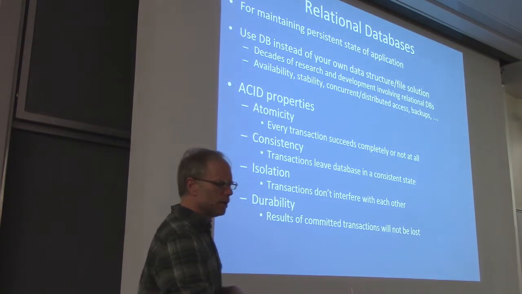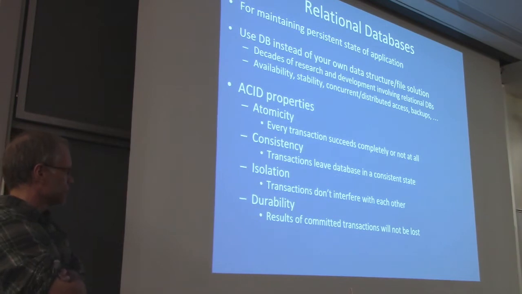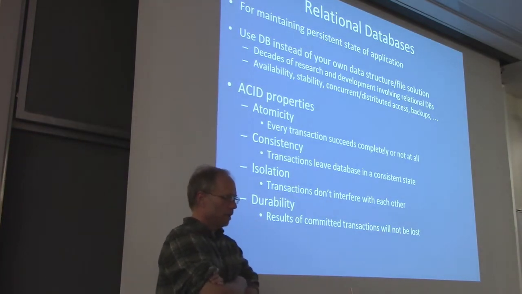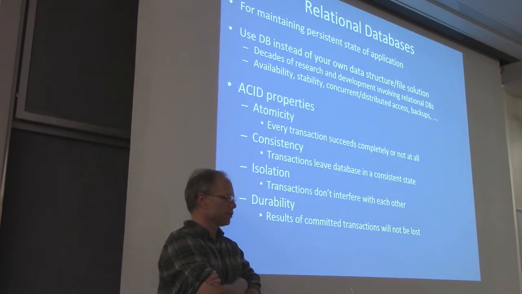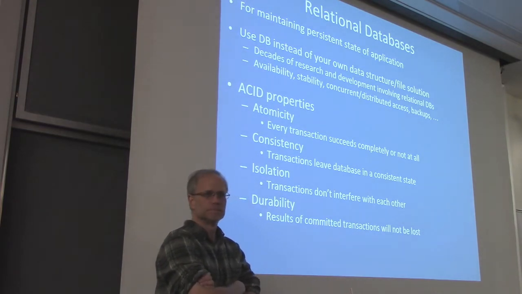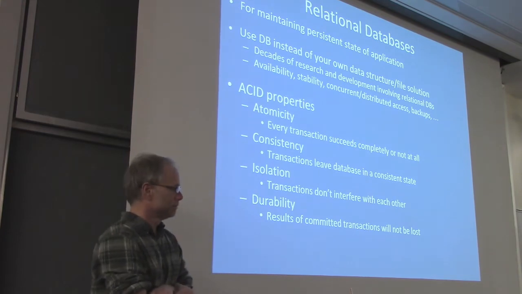And durability: the results of committed transactions will not be lost. Once you change the database, it's permanent. And databases make this work by constantly, like I said, backing themselves up, backing themselves up off-site, replicating themselves. So those are the goals of relational database systems.